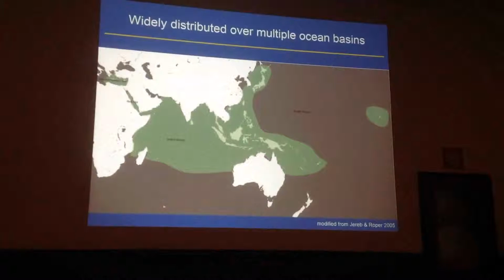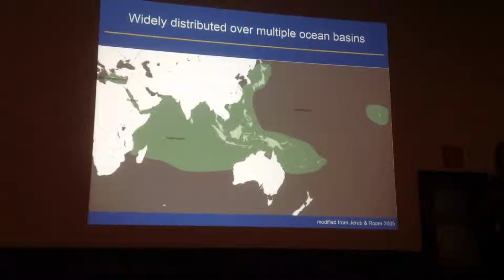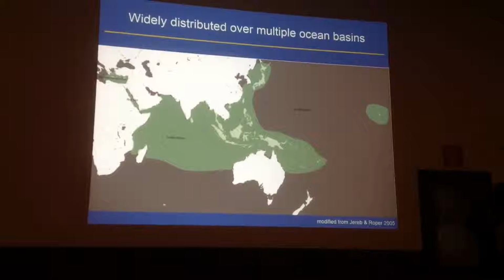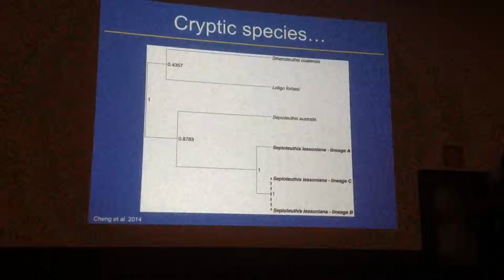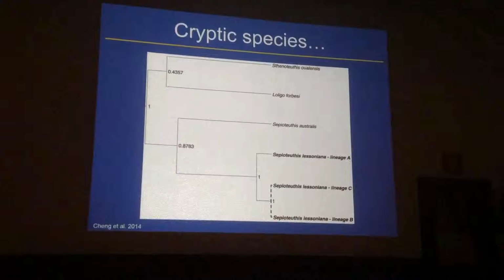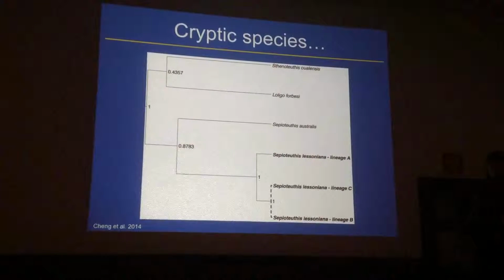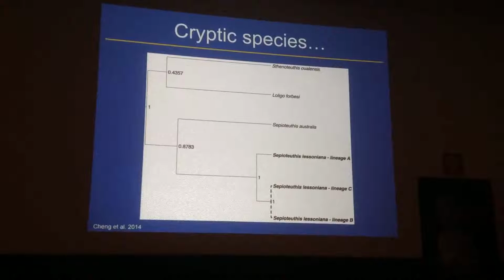And they are very widely distributed. They are found throughout the Pacific and Indian Oceans, the Red Sea, and have recently, in the past few decades, been found to invade the Mediterranean. However, within this nearly circumtropical range, our previous work has found that Sepioteuthis lessoniana isn't actually one species, that there's strong evidence for reciprocally monophyletic cryptic lineages within this group.